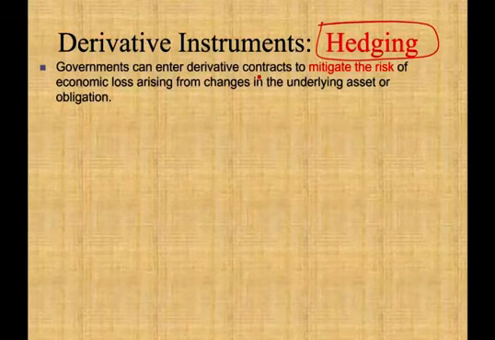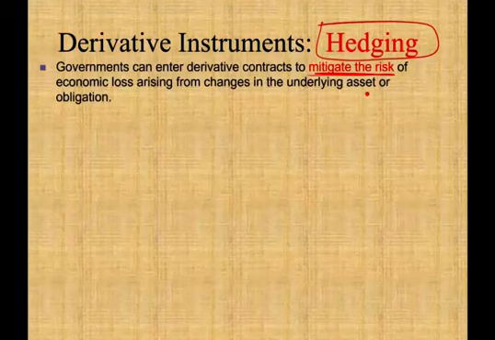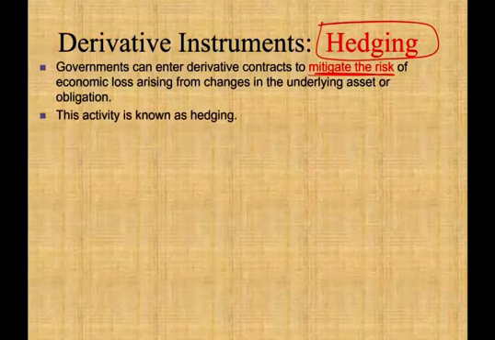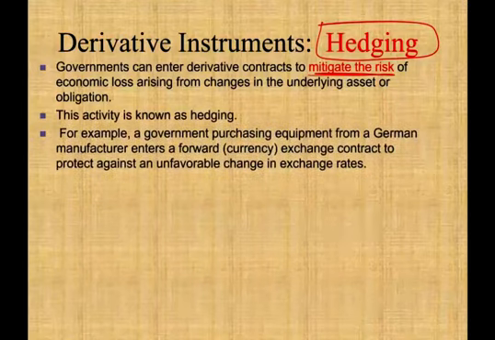Governments enter into a derivative contract to mitigate the risk of economic loss arising from changes in the underlying asset or obligation. Just like the natural gas, as I just told you. They want to make sure that they're only willing to pay $5. Let's go into a contract that will guarantee that price. So this activity is called hedging. So sometimes you buy a derivative instrument for the purpose of hedging. Another example would be foreign currency hedging.